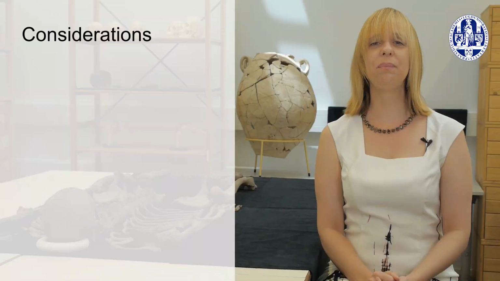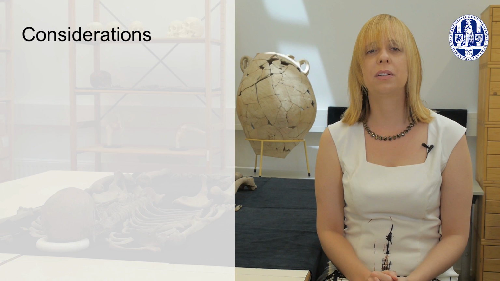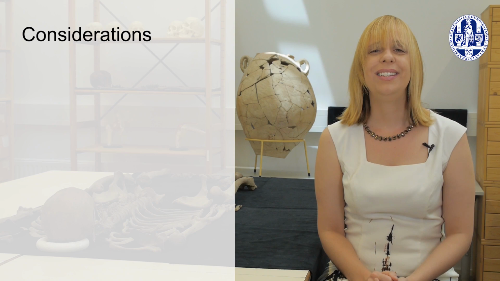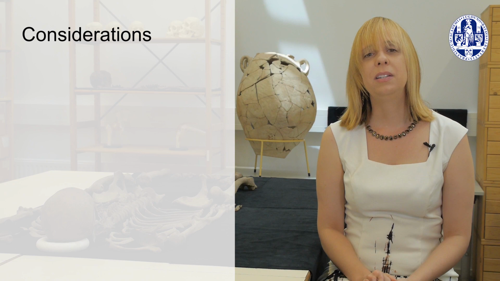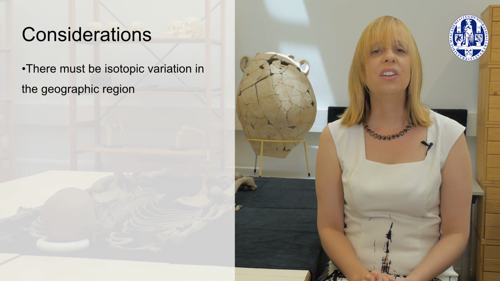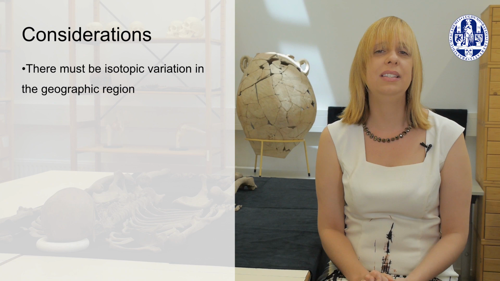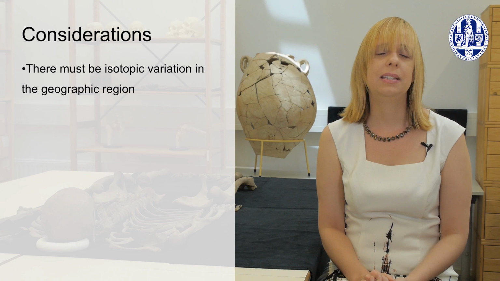Now, the principle underlying the use of strontium isotopes to reconstruct migration and past populations is quite straightforward, but the reality is seldom as simple, and we have to keep a few things in mind that impact the feasibility of this kind of research. First, in order to use this method, there has to be sufficient isotopic variation in the geographic area under study. There are large areas of the world underlain by the same bedrock or with bedrocks of very similar strontium isotope values, such that migration within and between these areas simply cannot be detected.